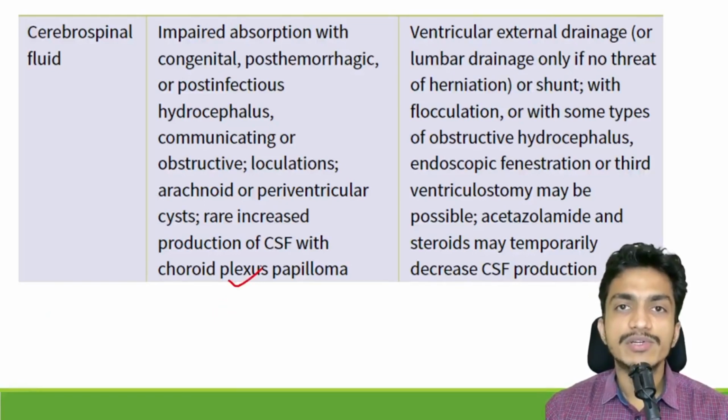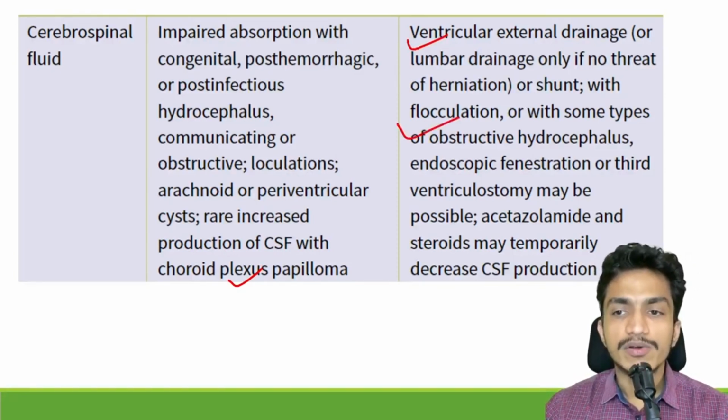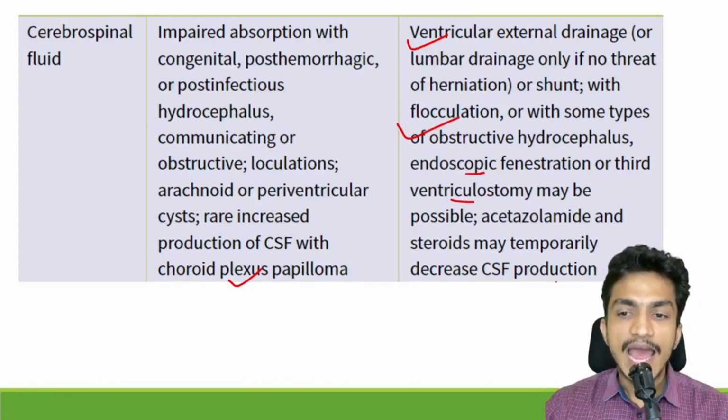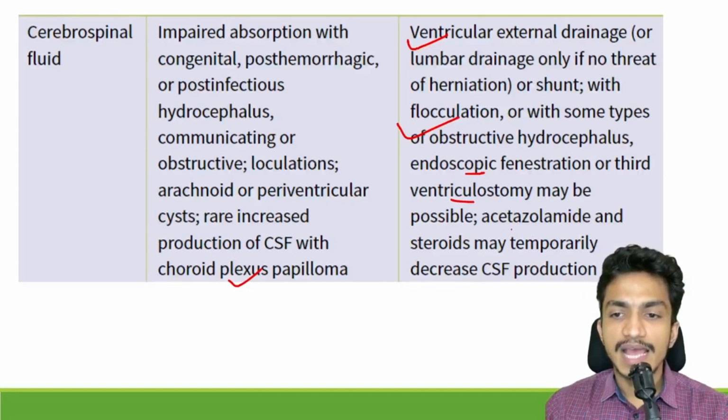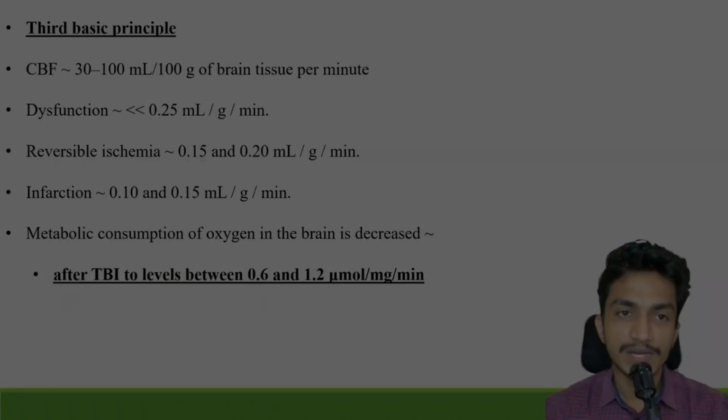How do you treat it? You treat by drainage, either externally or internally. Externally you do ventricular drainage; internally you do VP shunting, or newer methods are endoscopic fenestration and third ventriculostomy. You can also use medicines like acetazolamide to decrease the production, and steroids also help in decreasing the CSF production temporarily.